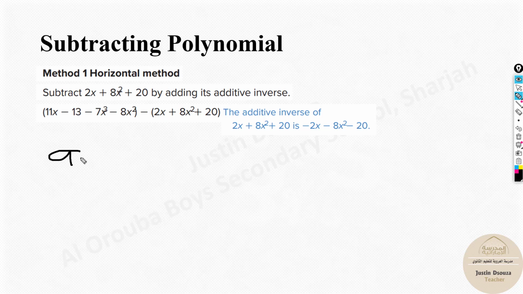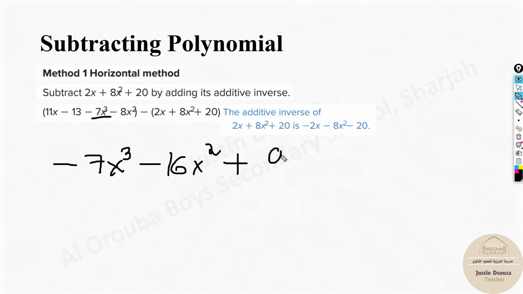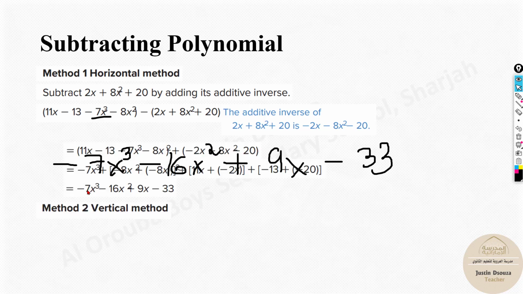11 minus 2x would be 9x. Sorry, write the highest degree first. First write the highest degree, this one. It's minus 7x cubed. Then it will be x squared. You can see it's negative 8x squared. This multiplied will be negative 8, 16x squared. 11 minus 2 would be plus 9x. And lastly, the number, that would be minus 33. So this will be the answer: minus 7x cubed, minus 16x squared, plus 9x minus 33.